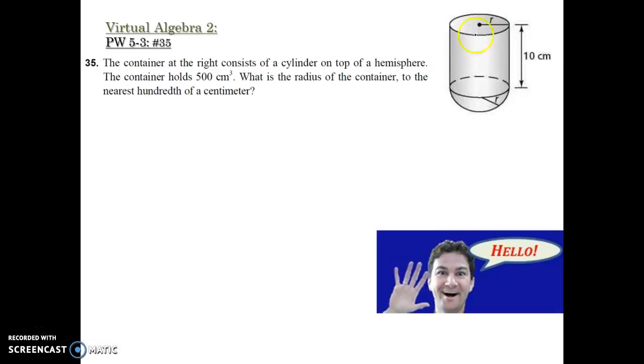So this container is a cylinder on top of a hemisphere, and it holds 500 cubic centimeters. So the volume of this is 500 cubic centimeters. What is the radius of the container to the nearest hundredth of a centimeter? So we need to find out what's the radius. Well, you're going to need to remember some things from geometry.